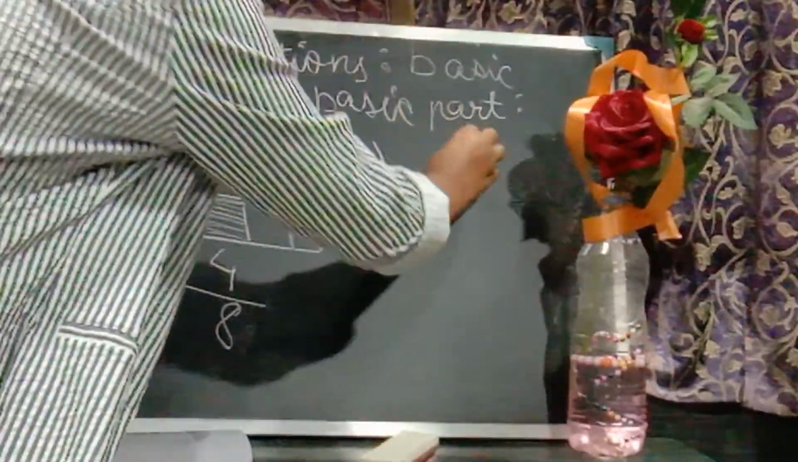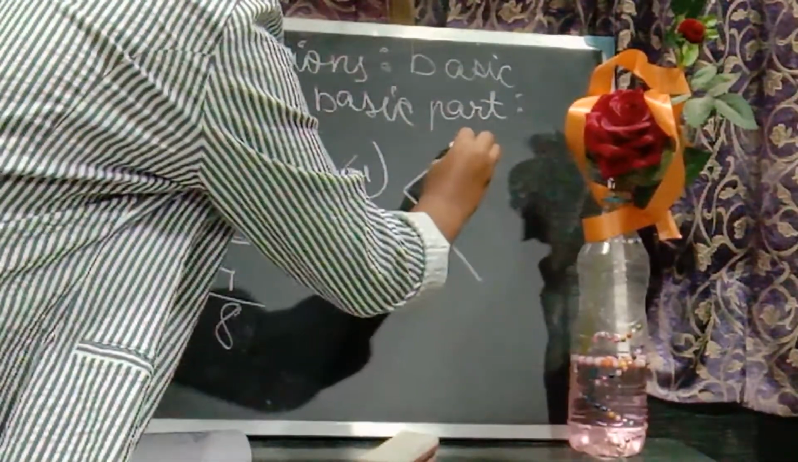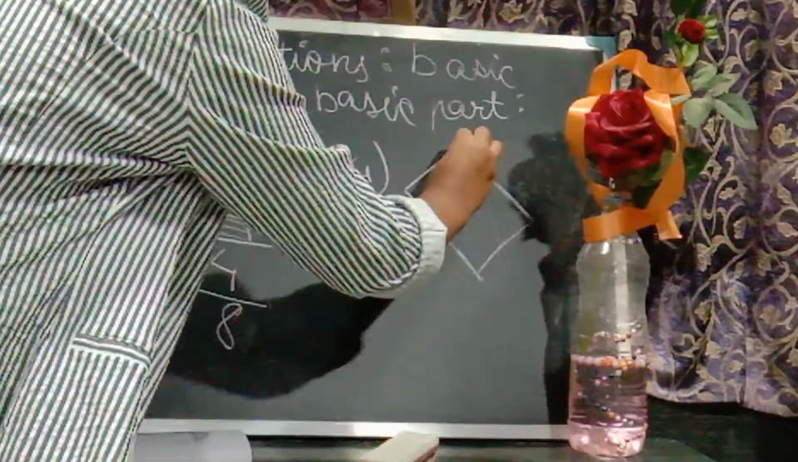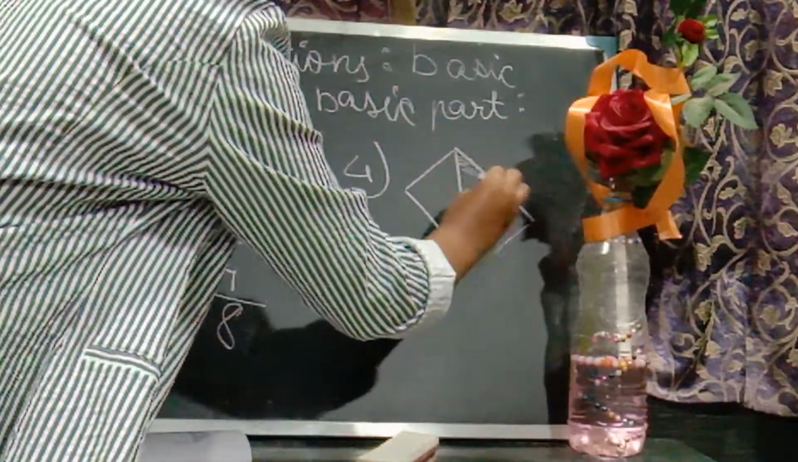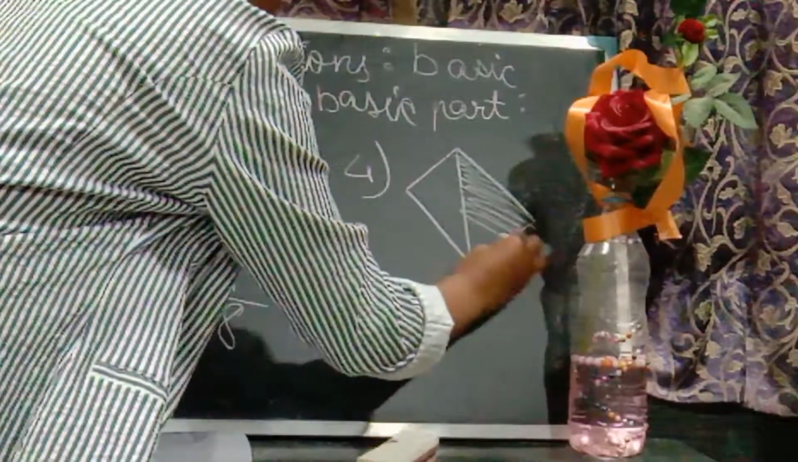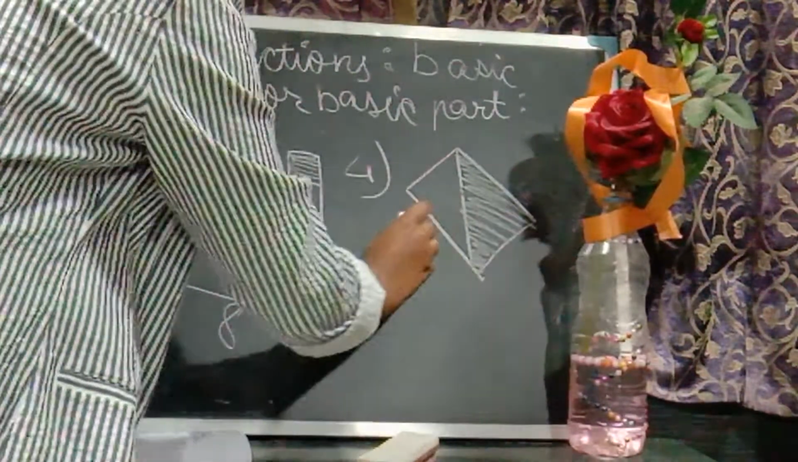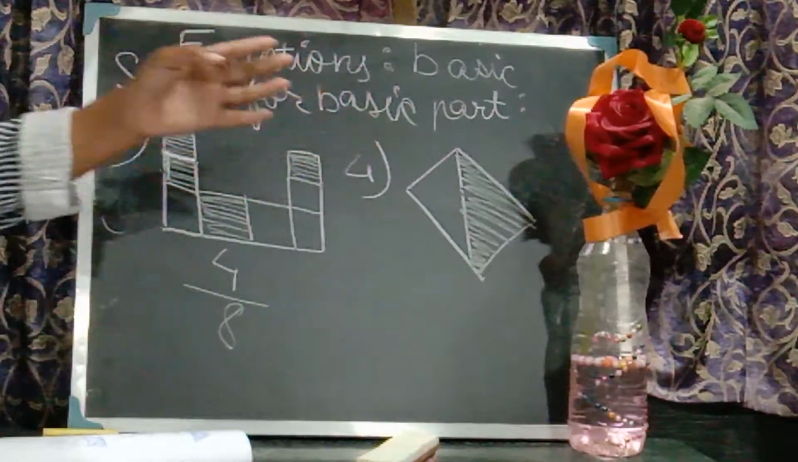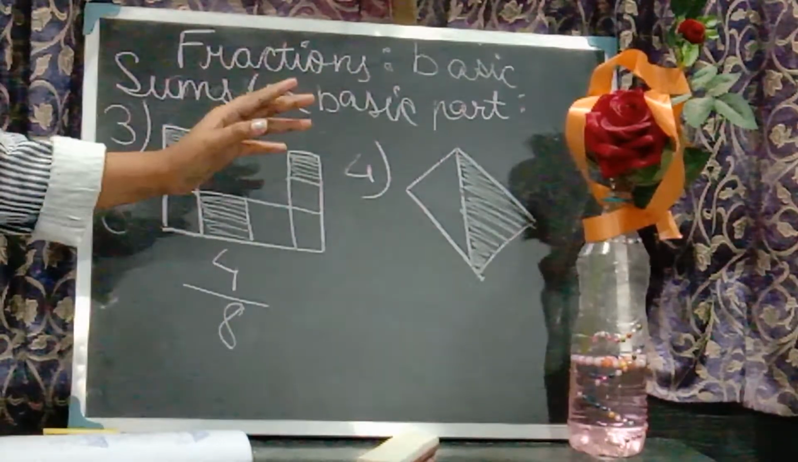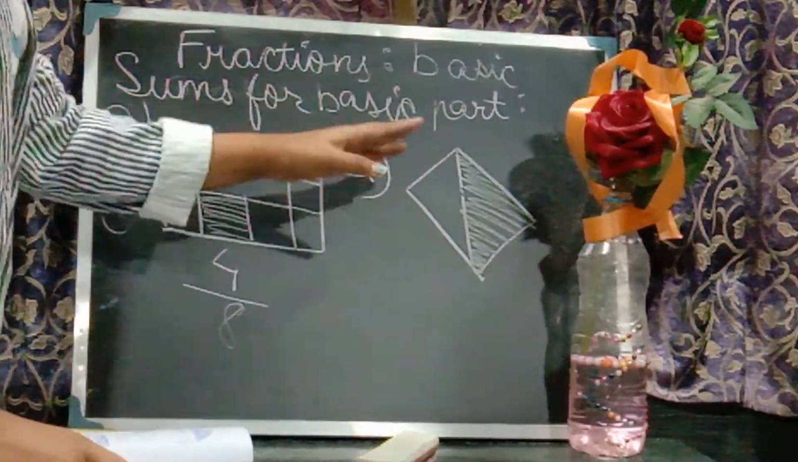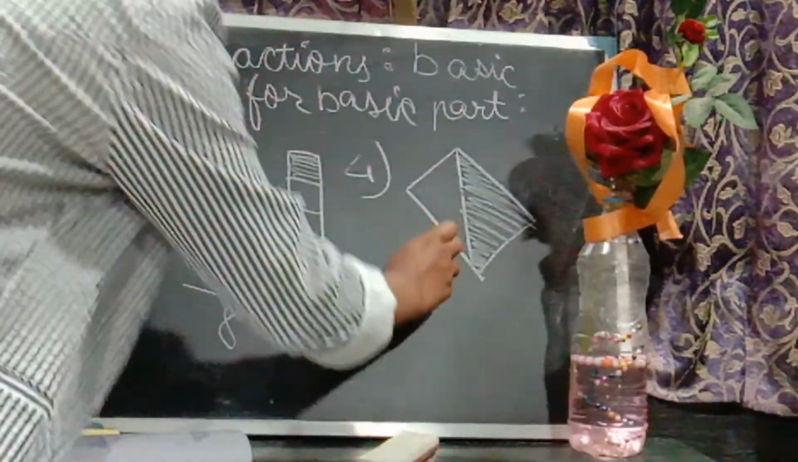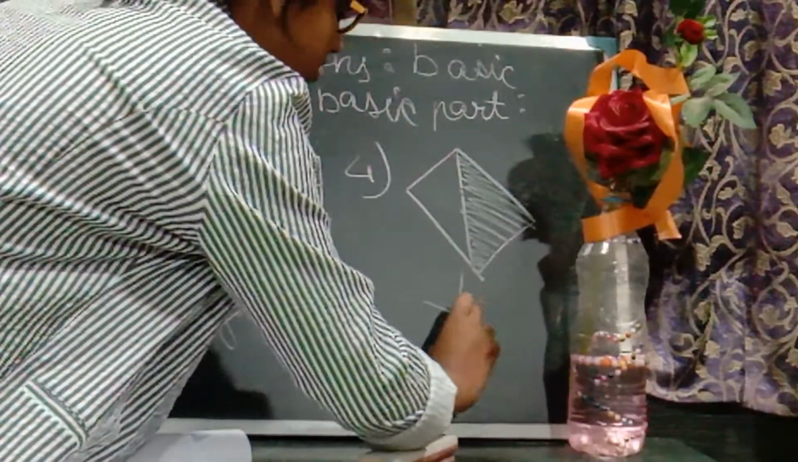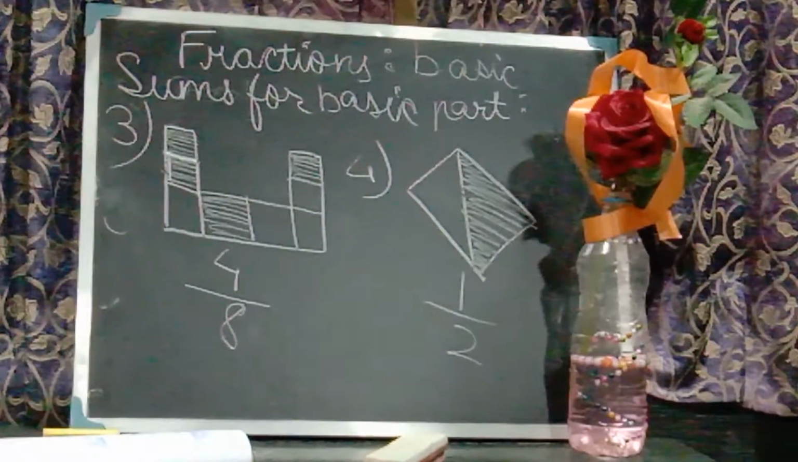Next question. So what is the fraction drawn in here? There are 2 equal parts and 1 part is shaded. So we will write 1 by 2. That is also known as half.